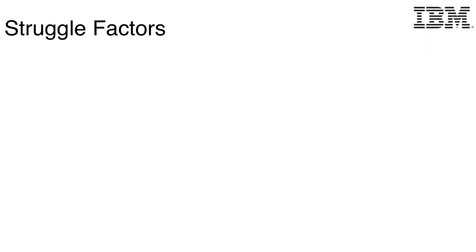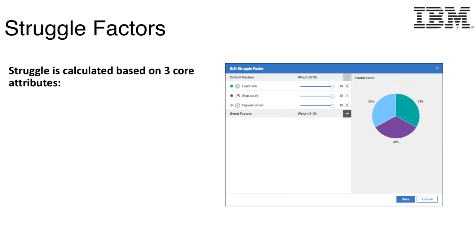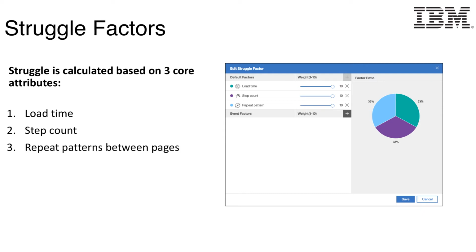Struggle is calculated for a URL or screen based on three core attributes: load time in seconds, step count, the number of visitor-initiated actions such as clicks or entering text on a page, and repeat patterns between pages related to the number of times a user toggles between two separate pages. It's optional to add user-defined events. For example, for step 3 of 4 of the checkout process, I only want to detect struggle for those visitors from a particular region of Europe.